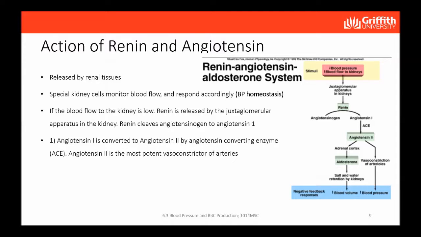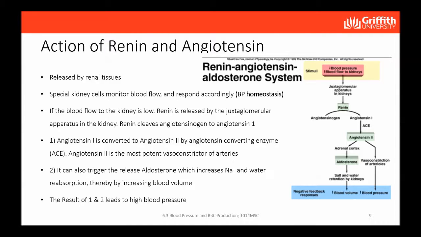Angiotensin 1 is then converted by angiotensin converting enzyme, or ACE, into angiotensin 2. Angiotensin 2 is a potent vasoconstrictor, increasing the blood pressure by massively increasing peripheral resistance. Angiotensin 2 also stimulates the adrenal cortex to secrete aldosterone, a hormone that enhances renal absorption of sodium and water, thereby increasing blood volume. The combination of increased peripheral resistance and increased blood volume work together to increase total blood pressure.